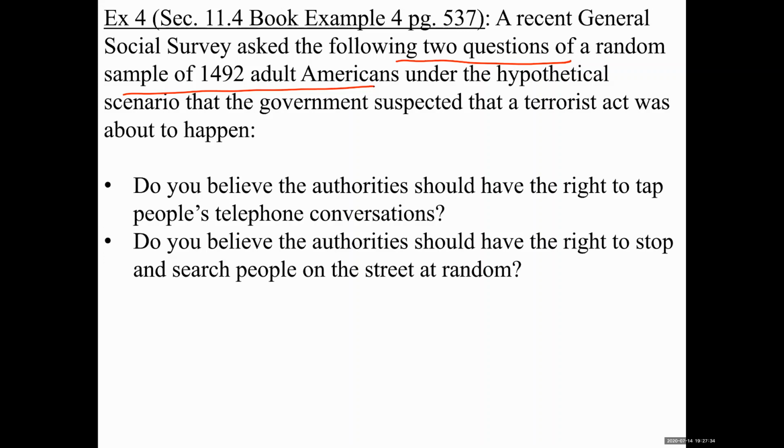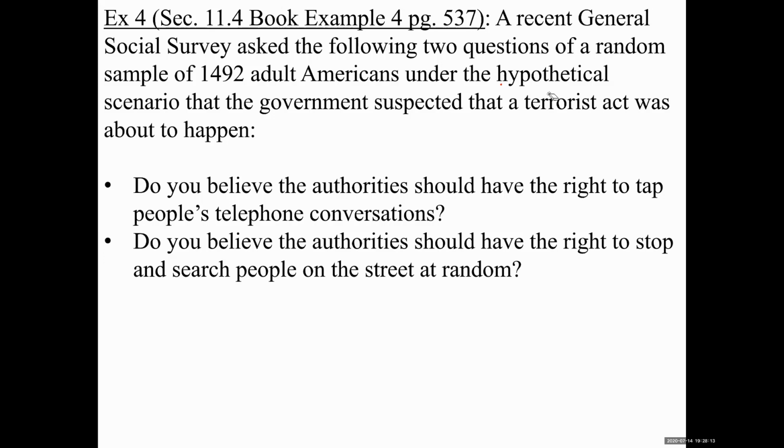Under the hypothetical scenario that the government suspected a terrorist act was about to happen. They talked to these people and said, I want you to pretend that you know for sure a terrorist act is about to happen, and now I'm going to ask you two questions under that hypothetical scenario. The first question was, do you believe the authorities have the right to tap people's phone conversations? You're just going to say yes or no, assuming that you know a terrorist act is about to happen. Otherwise, it's a different story. But they're saying, assume you know this is true. Is it okay if we tap people's phones?